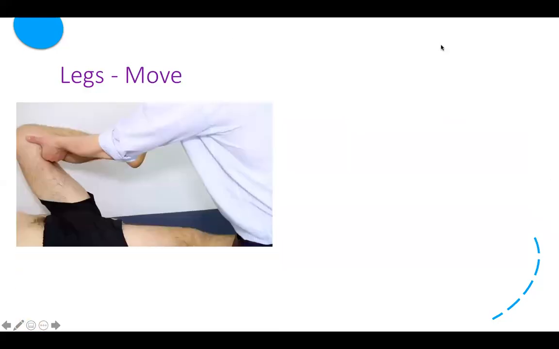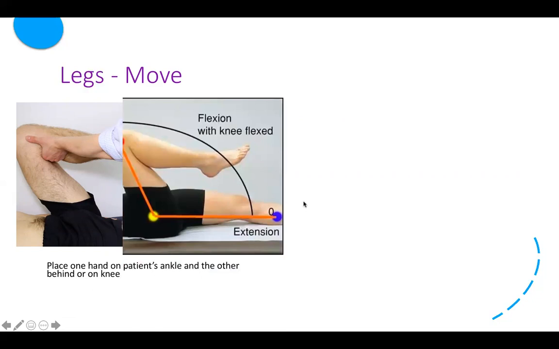Okay, moving on to move. So you want to place one hand on the patient's ankle, the other behind. You can place it behind the knee or on the knee, wherever you feel comfortable and you get a good grip and the patient's comfortable. With that, you want to bring it up, so flexion, bring it back down. You're checking the extension of the knee. Also, if you place your hand on the knee, you can also feel for any crepitus.